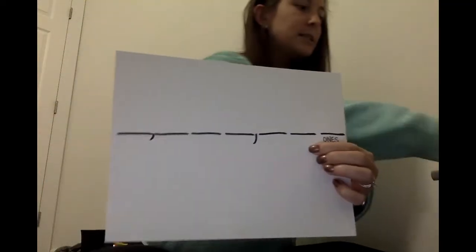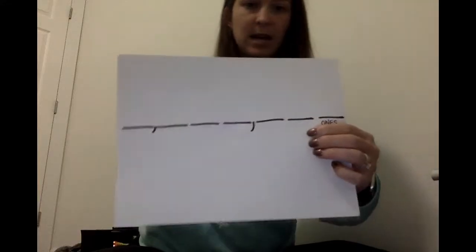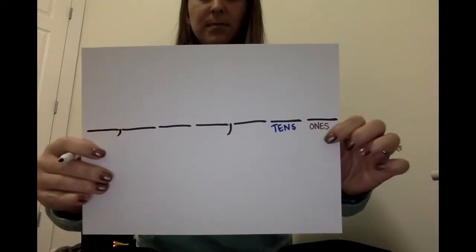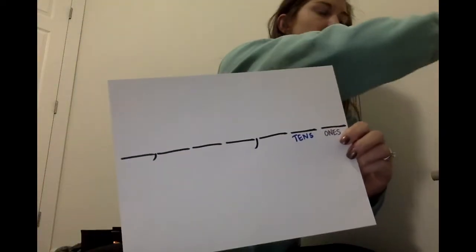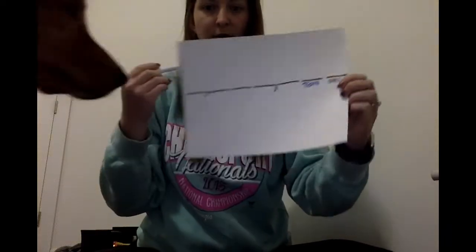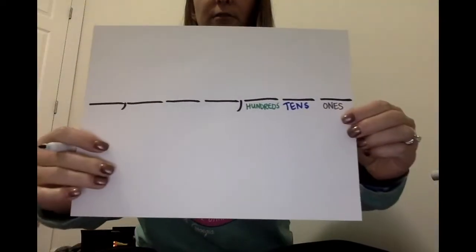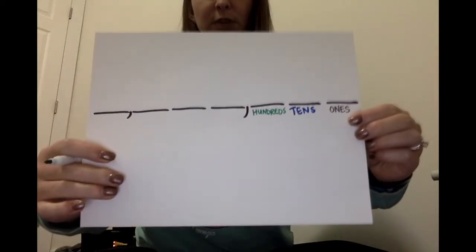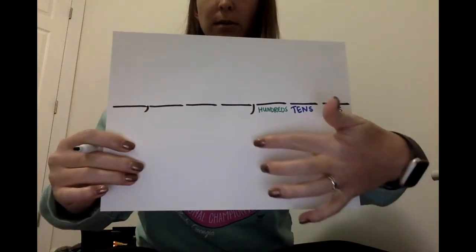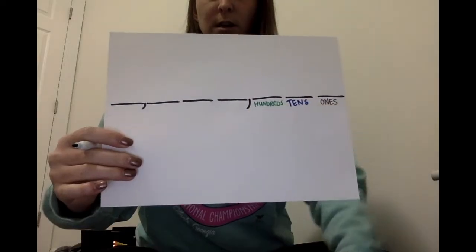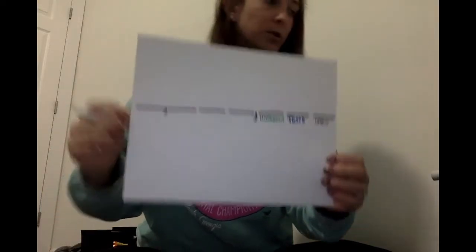And the place that is directly next to it is called the tens place. So I'm going to label it as tens, just like that. Then we also have the hundreds. The hundreds is right in front of the tens place, and I've labeled it in green. You'll notice that there's a comma in between right there. There's always a comma in front of every three numbers.